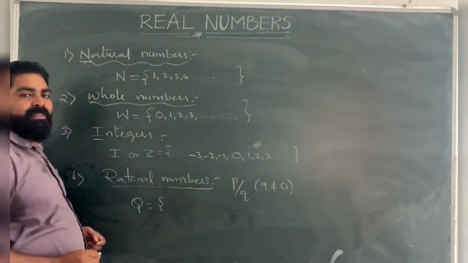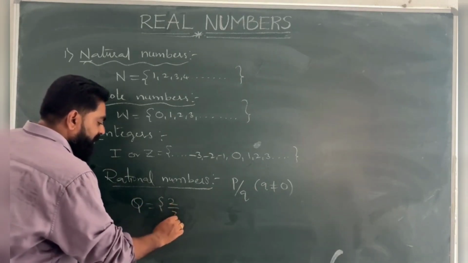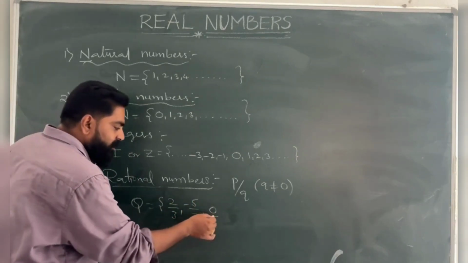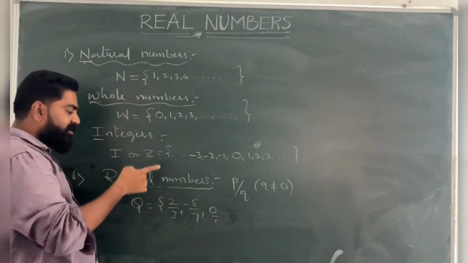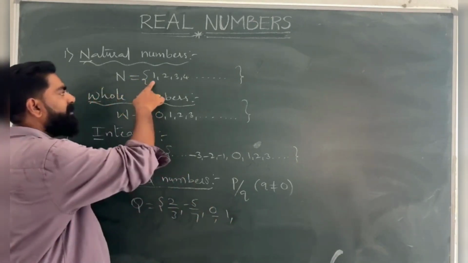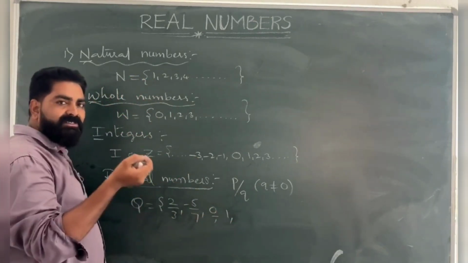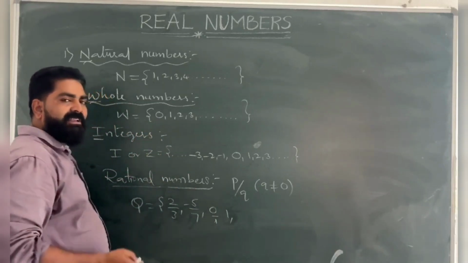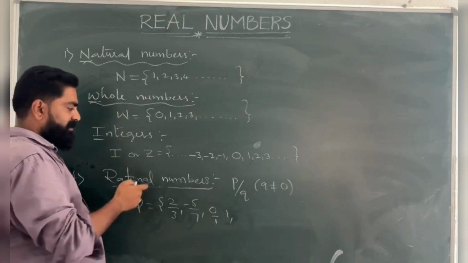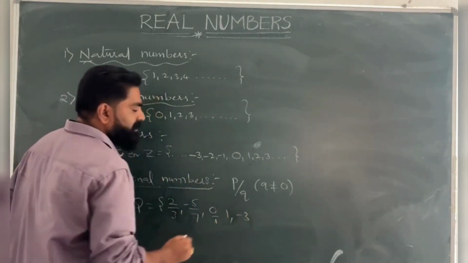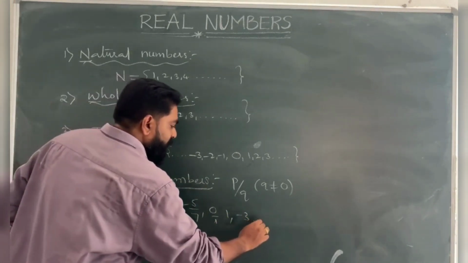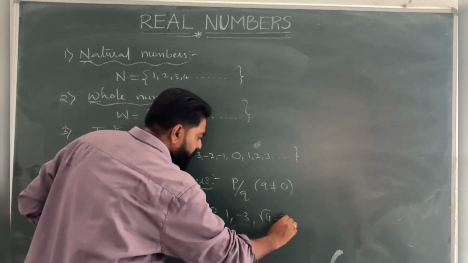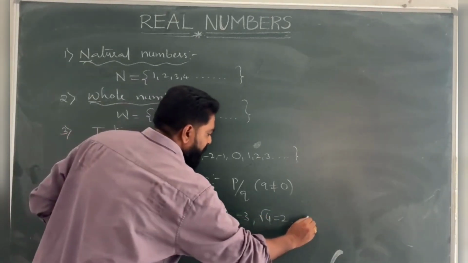So what are the rational numbers? 2 by 3, minus 5 by 7. 0 also is a rational number because 0 by 1. All whole numbers are also rational numbers. For example, taking 1: 1 is a rational number because 1 by 1. The next is 0: 0 by 1 is equal to 0. So whole numbers are also rational numbers. For example, minus 3 is also a rational number. Perfect squares too: root 4 is equal to 2, and 2 is also a rational number.